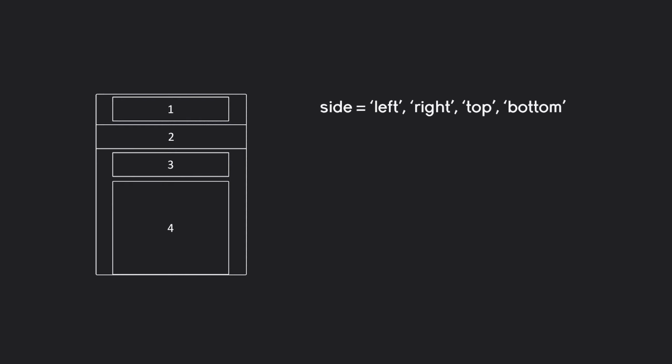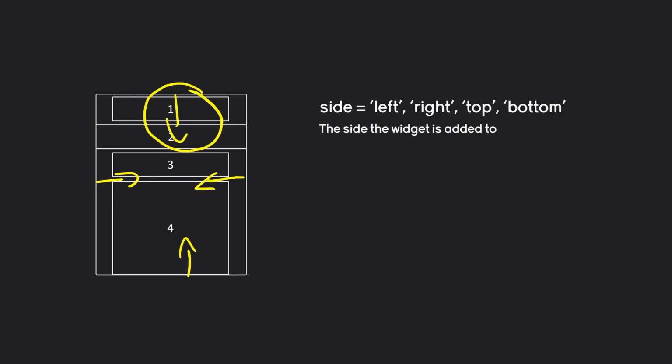The most important one is the side. This one determines which side the widget is added to. The options here are fairly straightforward. We have left, we have right, we have top, and we have bottom, with top being the default argument.